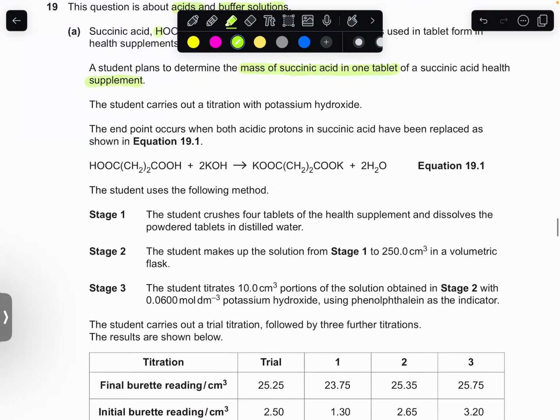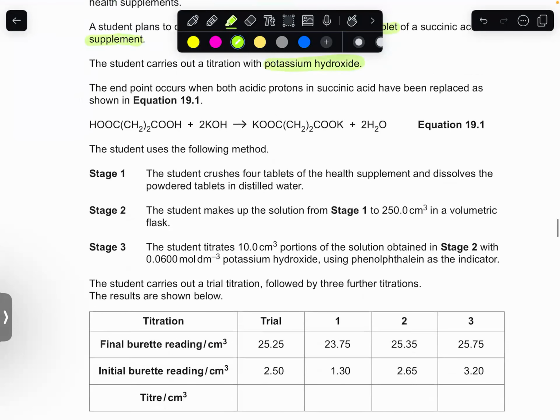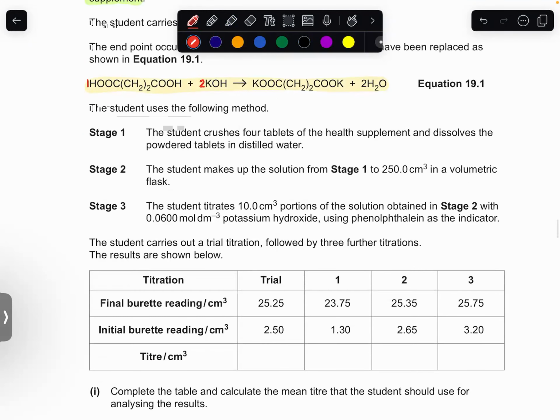The student decides to carry out a titration with potassium hydroxide, and you've got the equation there. You can see that potassium hydroxide reacts in a 2-to-1 ratio. So we'll come back to this point when we do the calculation. The student uses the following method. The student crushes four tablets, and dissolves them in distilled water, makes up the solution to 250 centimeters cubed.